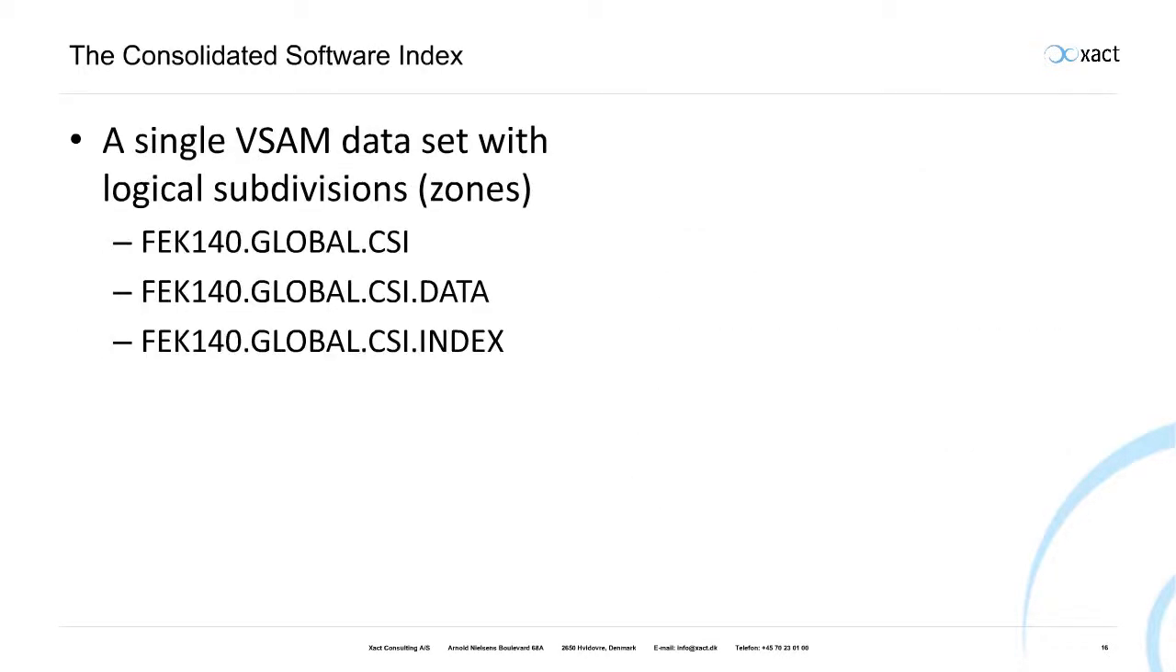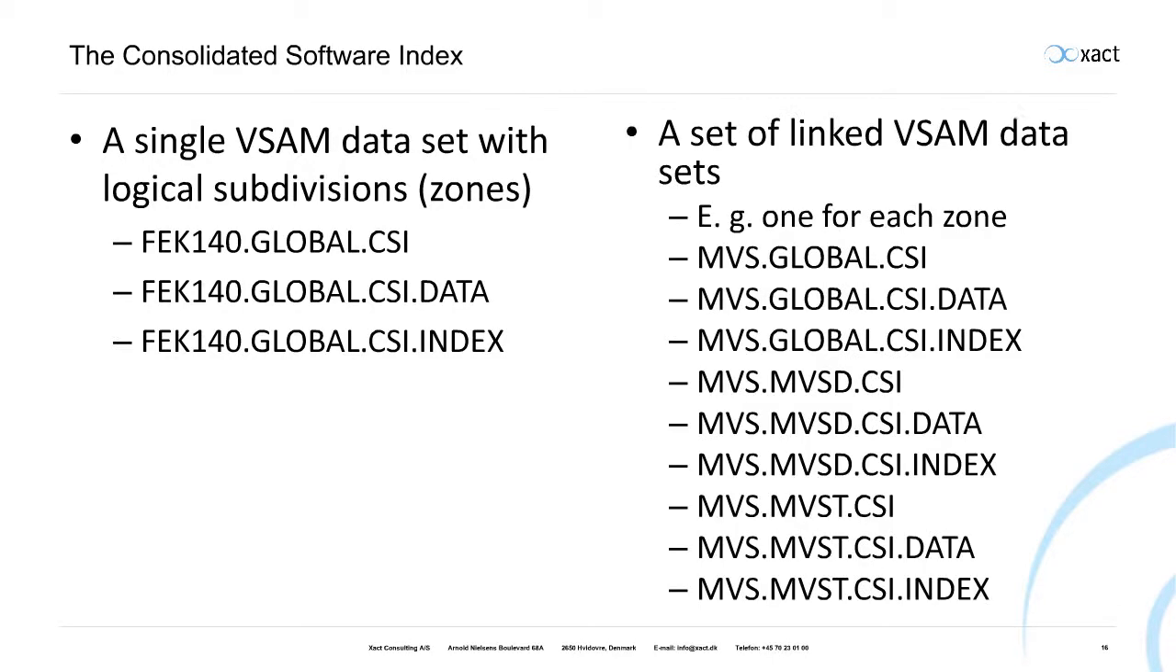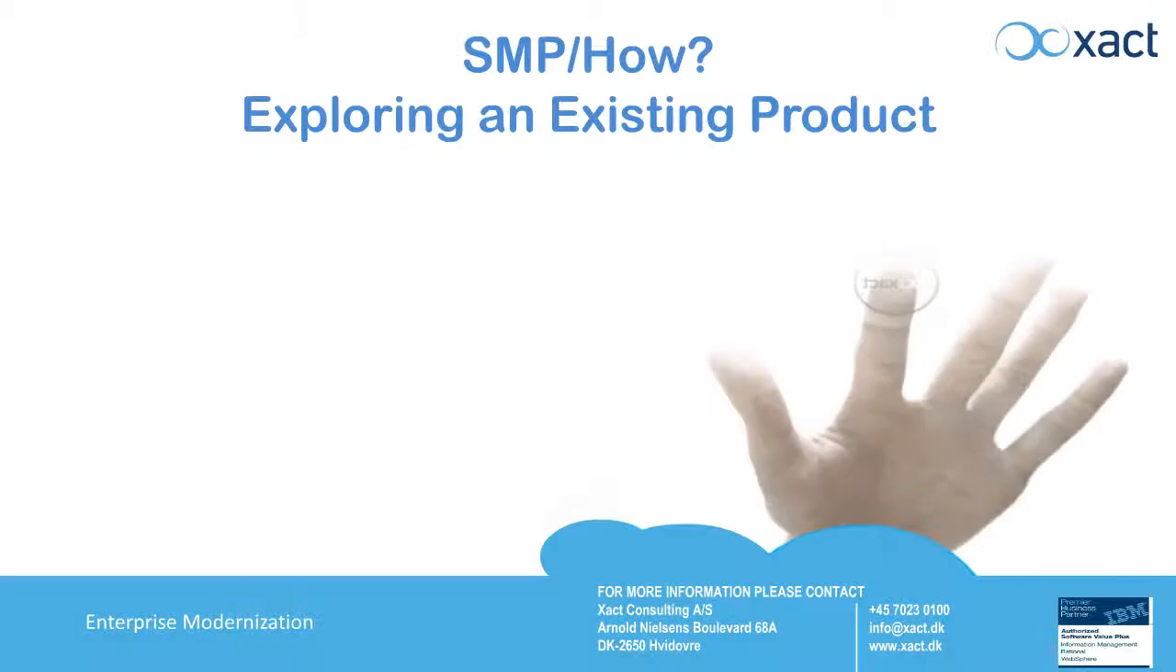The IDZ product to the left only has a single CSI VSAM data set. MVS on the right has separate VSAM data sets for each of the zones. This is done to mitigate the size of the MVS SMPE environment. Let us see how to explore the SMPE records of an existing product on your system.